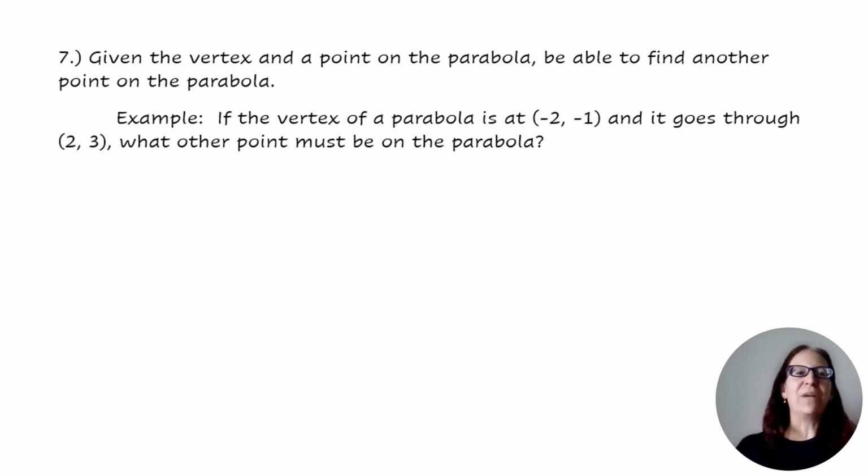All right, number 7. Given the vertex and a point on the parabola, be able to find another point on the parabola. So we have: if the vertex of a parabola is at -2, -1, and it goes through 2, 3. Now, there are different ways that can be phrased. I wrote it here: it, being the parabola, goes through 2, 3. But you might also see it passes through 2, 3, or it contains the point 2, 3.